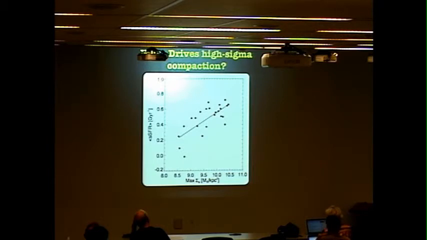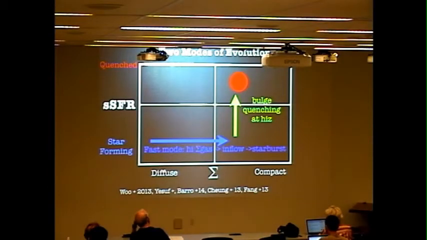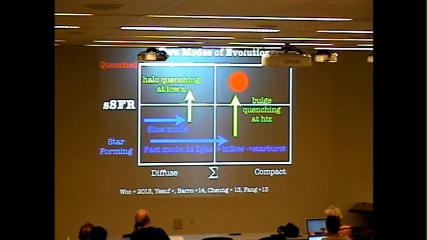And this implies that there may be two separate modes of evolution here. The first may be a fast mode, as Guillermo was discussing, which is you have a high sigma gas, which drives a lot of inflow to the center. You have a starburst, which consumes all of the gas in the central regions, and so you quench rather quickly. The slow mode, you're doing it at a lower SSFR, okay?